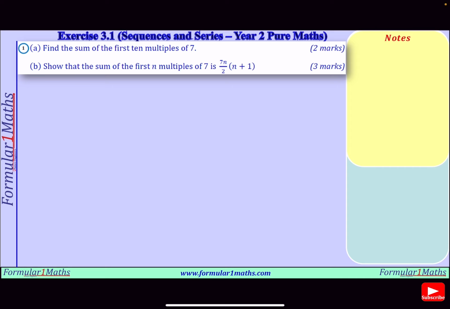Welcome. This is exercise 3.1, GCE A-Level, Pure Maths, Year 2. We've got 3 questions to answer. Question 1. Find the sum of the first 10 multiples of 7.